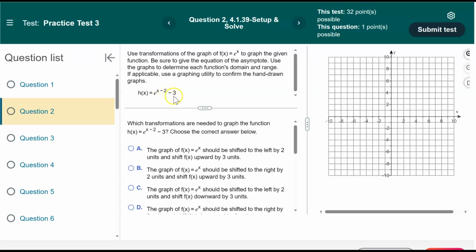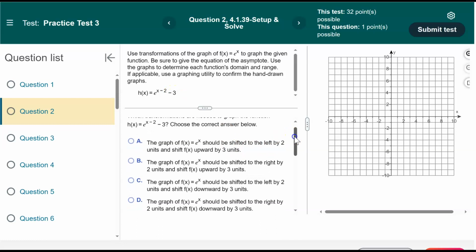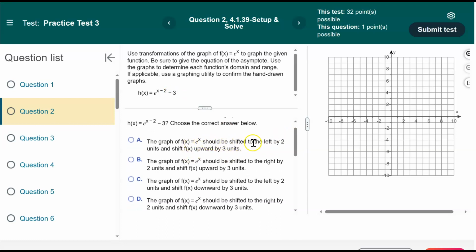Now for this -3 here, that means there is a shift or translation along the y-axis, so a vertical shift. Now the vertical translation follows the sign here. So if it's negative, that means 3 units down. So if you look at the choices, the graph of e to the x should be shifted to the right by 2 units and downward by 3 units. So D will be the answer.